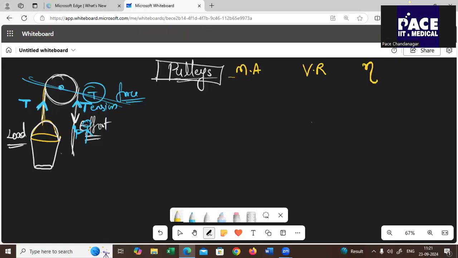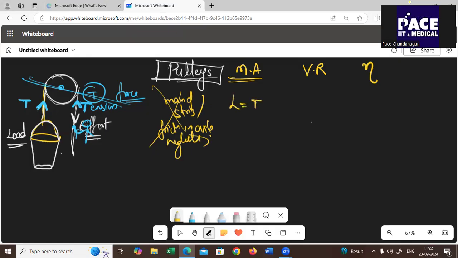Now, mechanical advantage. If we neglect the mass of the string and the friction at the axle, so we do not consider the mass of the string and the friction at the axle, both are neglected, then in the balanced position, L is equal to T, which means the load is equal to the tension on my left side, and effort is equal to the tension on my right side, right?